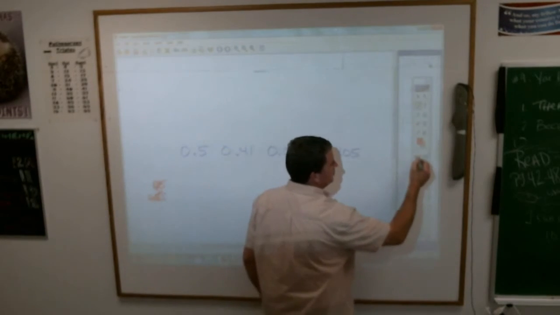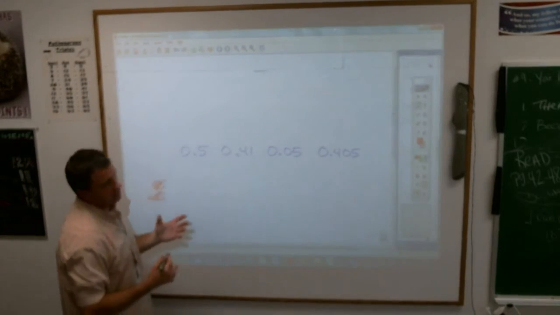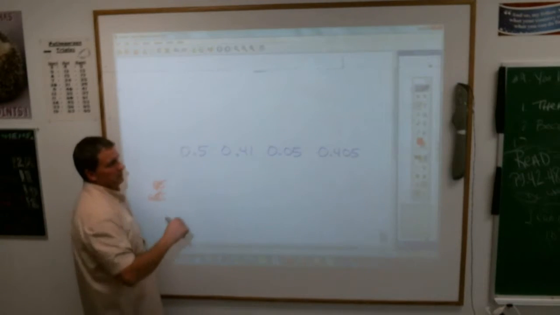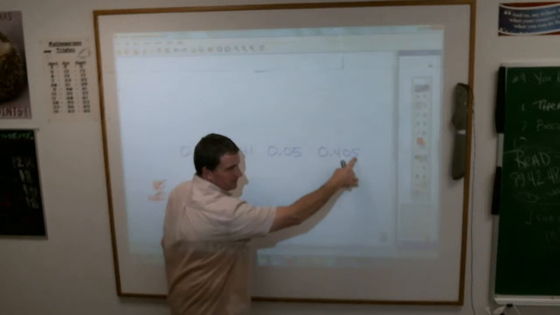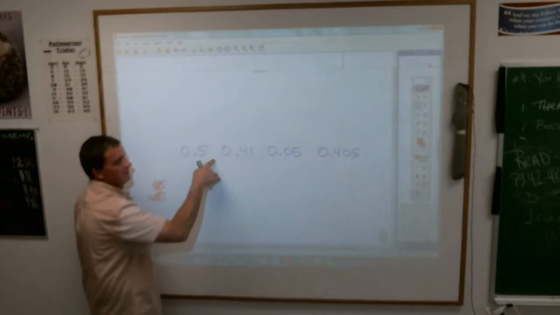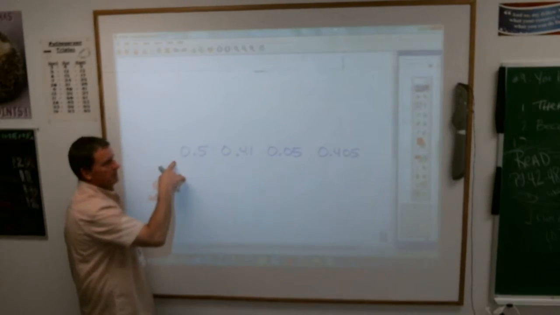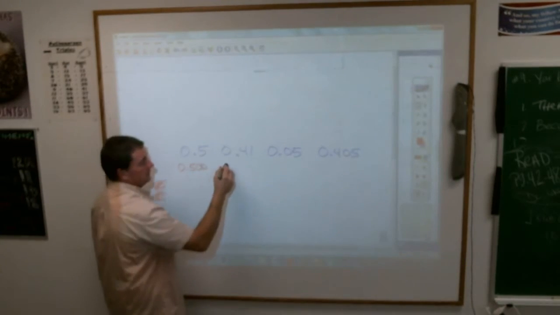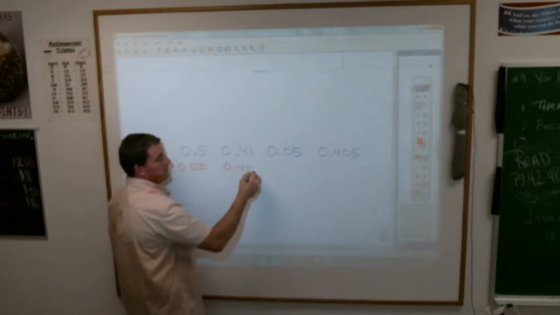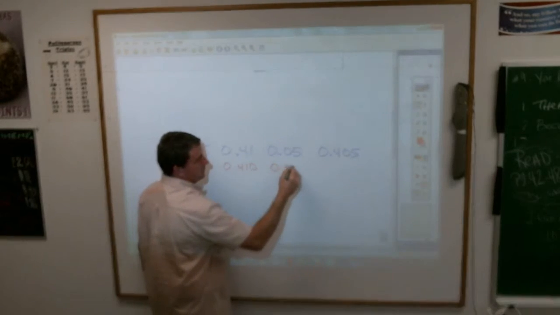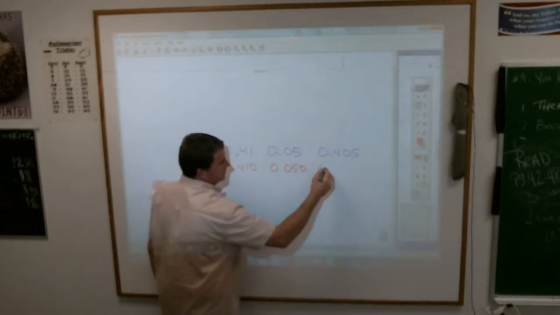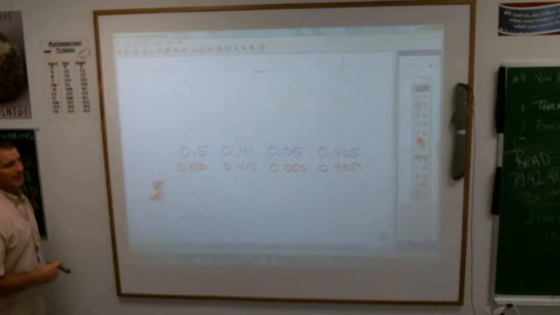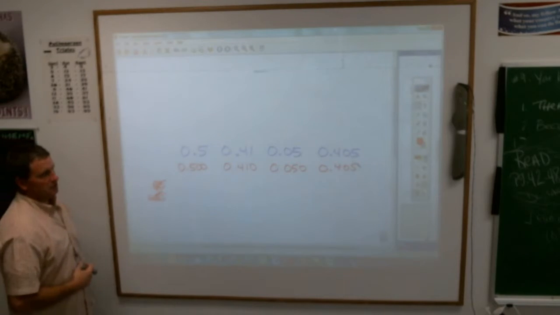You are allowed to add as many zeros at the end of things as you want. So probably your first step might be to look and say, okay, this has 3 places after the decimal. I'm going to make all of these have 3 places after the decimal. So I want to think about this as being 0.500, this as being 0.410, 0.050, 0.405. Then you get more of an idea which one's smaller or bigger, because then it's just which number is bigger.